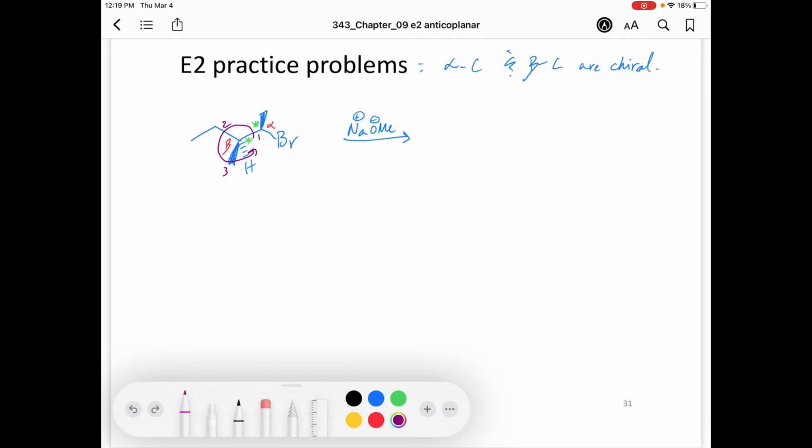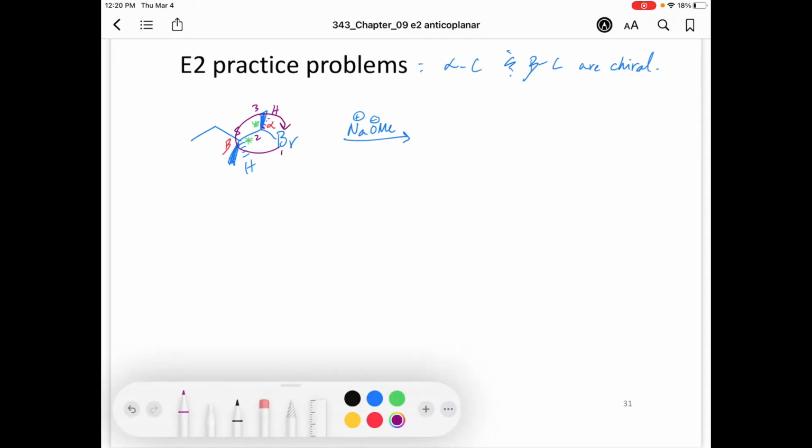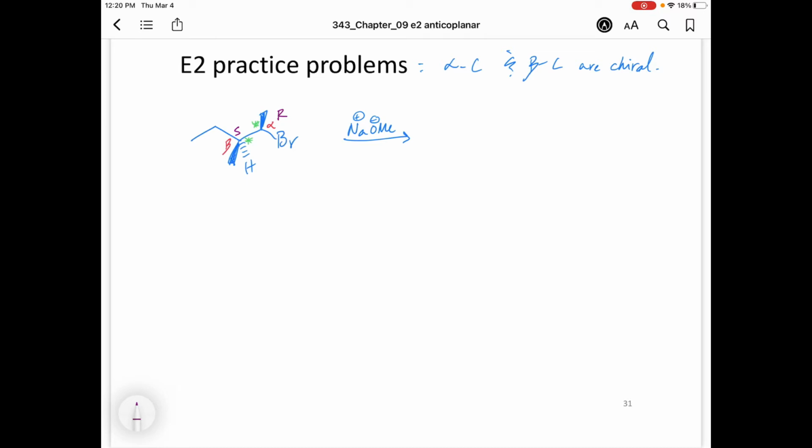I'm going to erase these now. If we do the same for this alpha carbon, you might want to pause the video and see if you can figure out the R or S for this. I will tell you that there's a proton here, priority 1, 2, and 3. We can use an arrow showing it's going to the right, or clockwise. That would mean the stereocenter at the alpha carbon is an R. Pause the video and try it again if you had any issues with that.